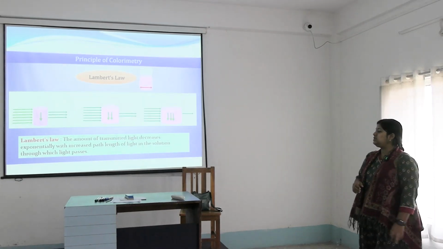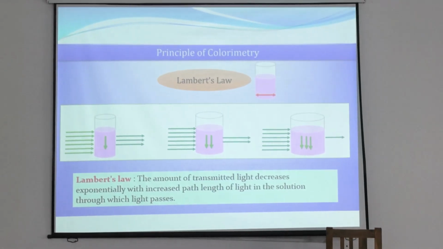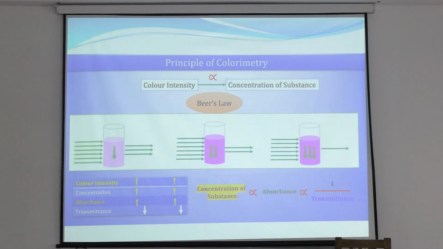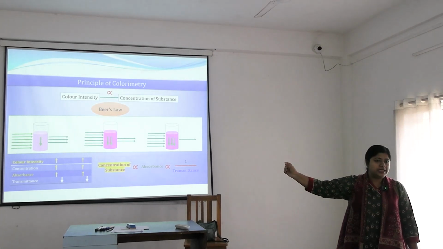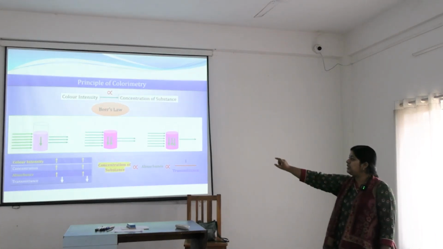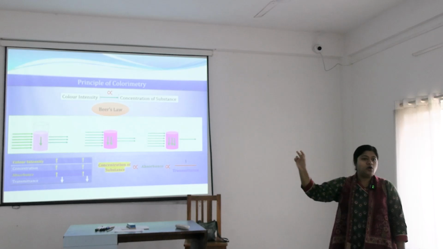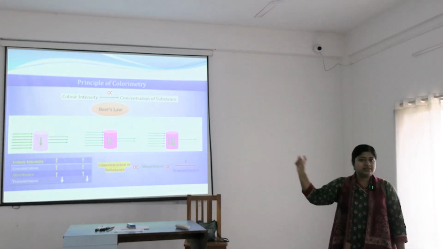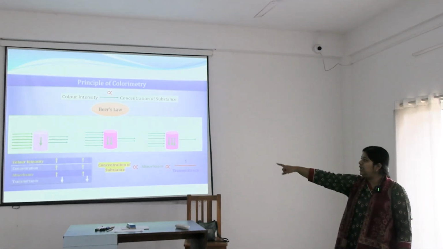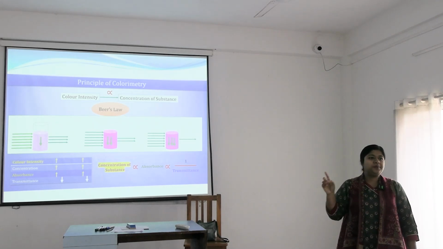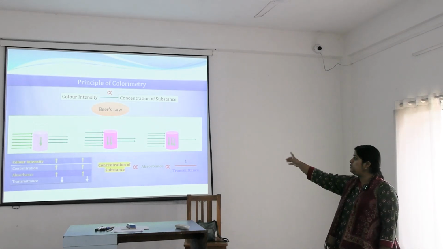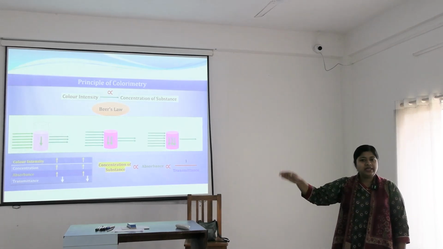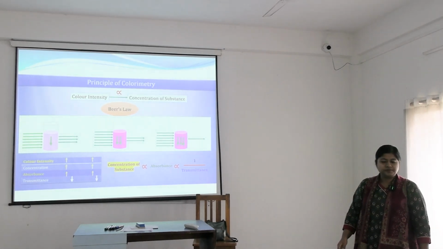Now coming to Lambert's law. Okay, in case of Beer's law, one thing, look at the test tube diameters, they are same. The test tube diameter is the path length of the light. Light is passing through the solution, and how much is the solution length? That is the diameter of the test tube. So here in Beer's law, we keep the path length constant. Okay, so here all the test tubes are of same diameter, only concentration is increasing.